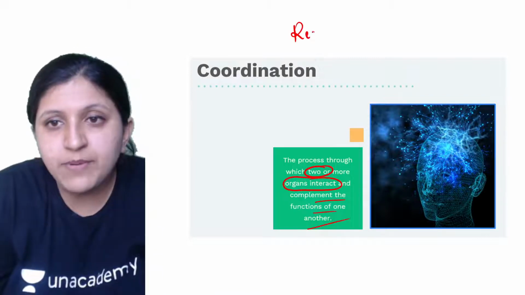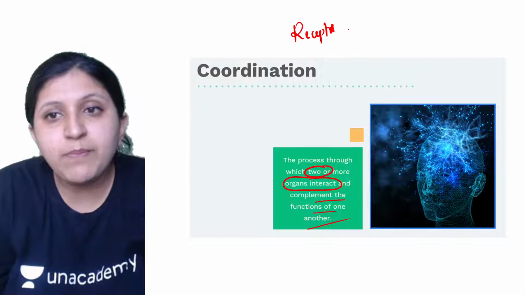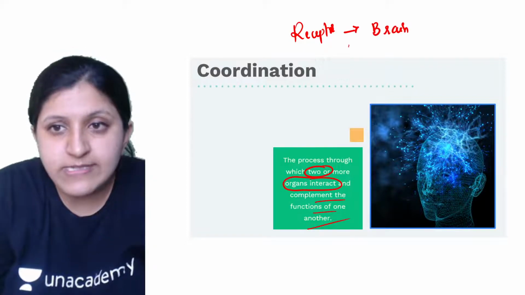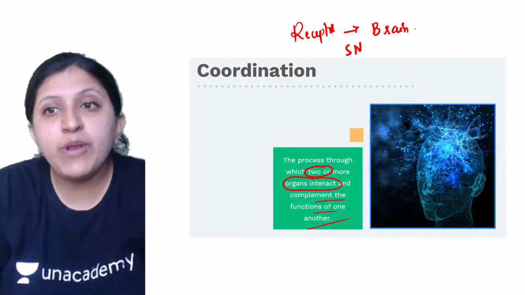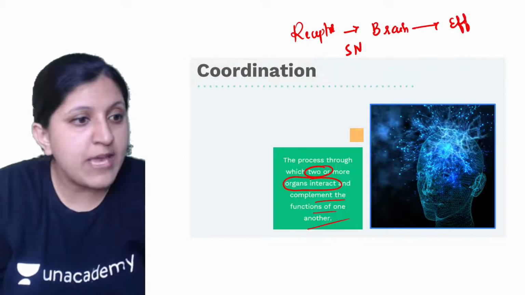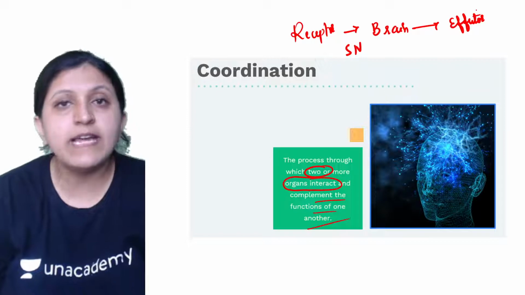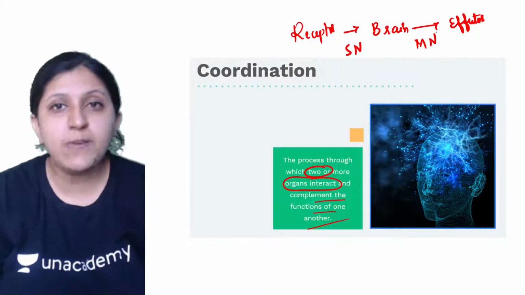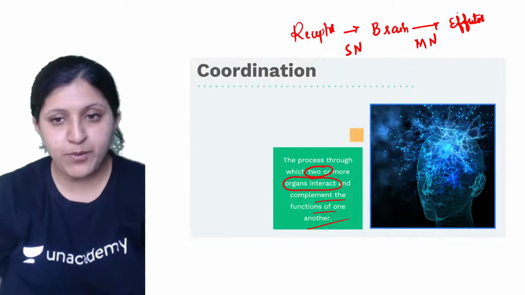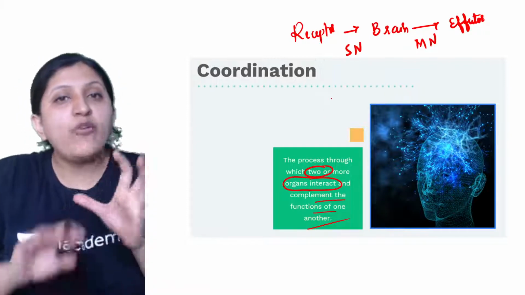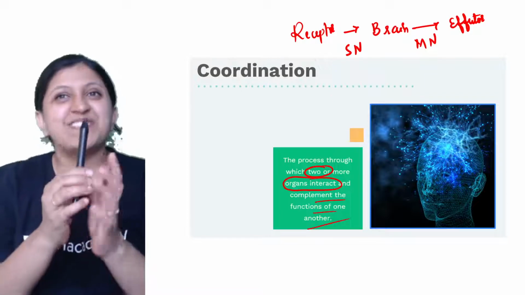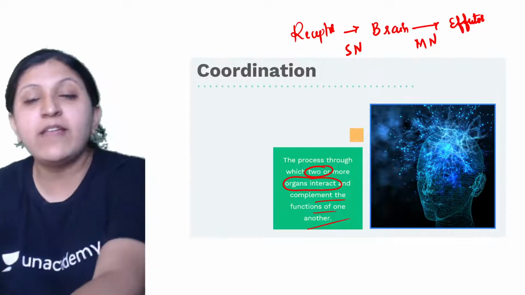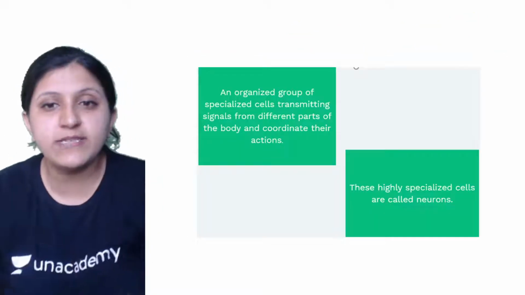From the receptor, the impulse goes to the brain through the sensory neuron. Then from the brain, the impulse is sent to the effector, that is a muscle or a gland, through the motor neuron. This is the pathway, and here the action will be performed. So all these organs are coordinating in a manner, and that is how the functioning is done.